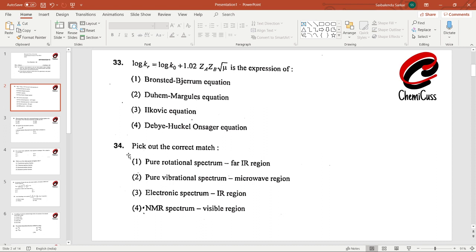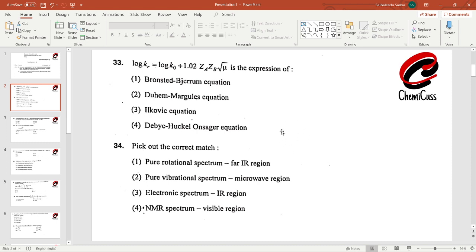Now moving on to the next question, which is question number 34, which tells us to pick the correct match out of here. We can solve this question by just looking at the energy trends of the spectrum. We know that it starts with gamma rays and then X rays, then UV visible, and then IR, and then it goes to microwave and radio frequency.